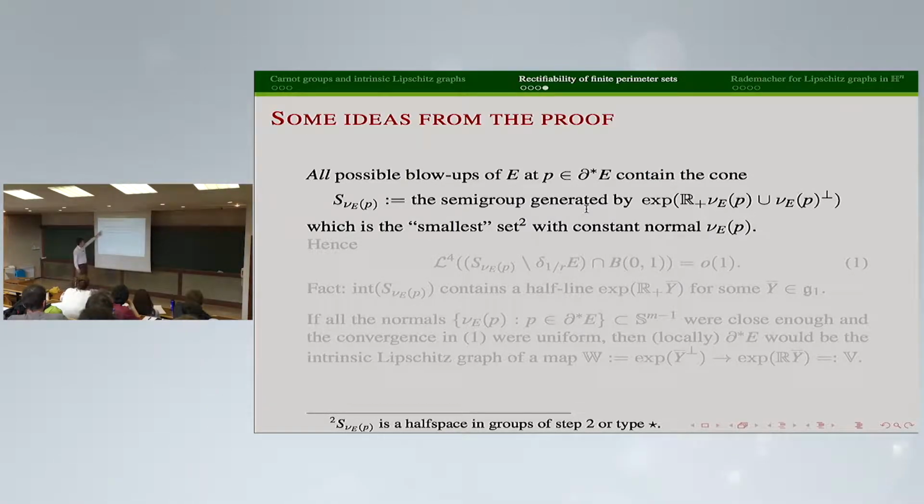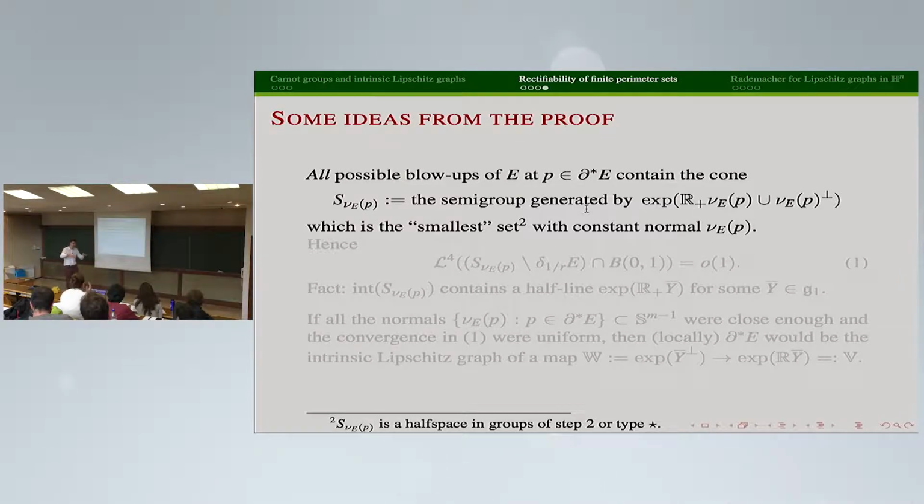And this set, I denoted it by S nu E, P, where nu is the normal. So this set is defined in terms of the normal, of this fixed unit vector. It's the semi-group generated by these elements. So the idea is the following. This set is the set of points that you can reach from the identity by following directions which are orthogonal to the normal.